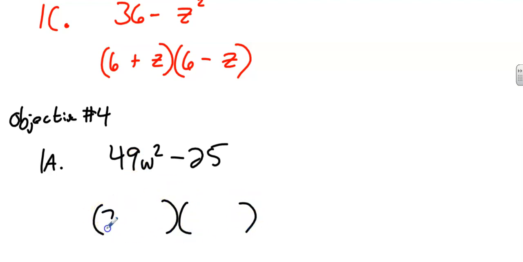Because 49 would be 7 times 7. 25 is 5 times 5. And again, one needs to be a minus and one needs to be a plus.